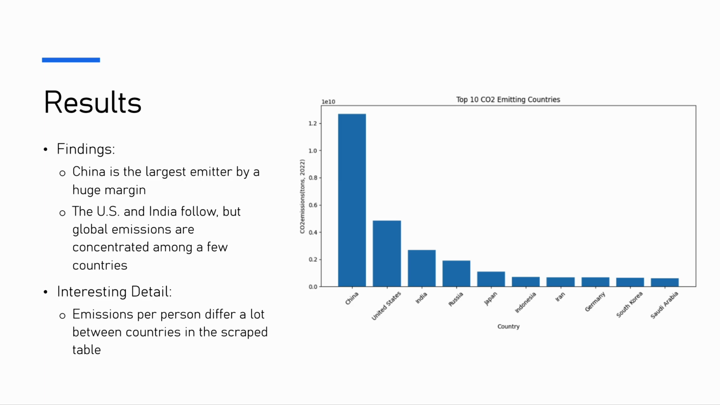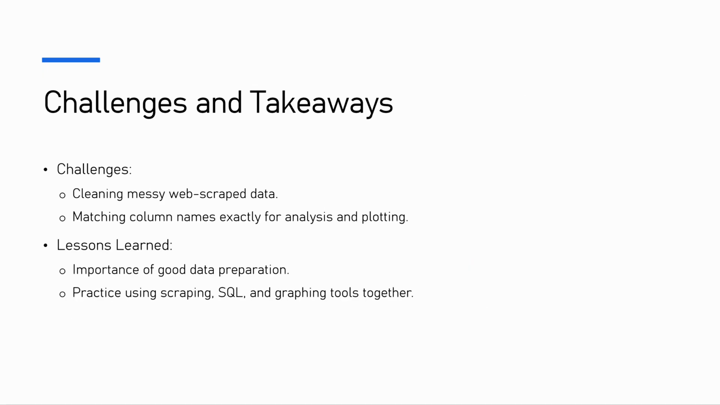A small number of countries are responsible for most emissions, but per person emissions vary a lot between them, and I got that data by looking deeper into the full data set, which had scraped total emissions, per capita emissions, and population data. The main challenges that I faced were making sure numbers were properly cleaned for calculations and graphs, and this project really showed me how important it was to clean data and gave me real practice combining web scraping, SQL, and data visualization.